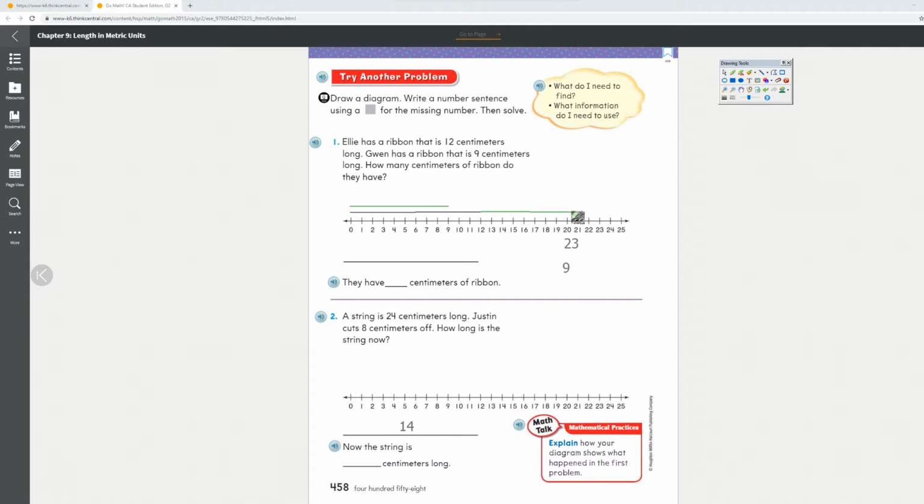Let me recount that. 1, 2, 3, 4, 5, 6, 7, 8, 9. Yes, we stopped at 21. So that would mean that they should have a total of 21 centimeters altogether. What we would need to write in this space would be the actual equation. So 12 plus 9 equals 21. That way we know what we did to get to this answer.